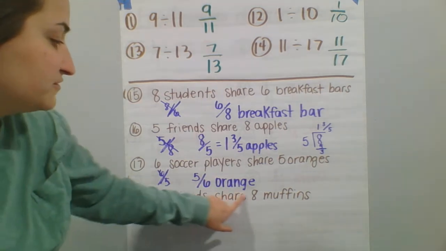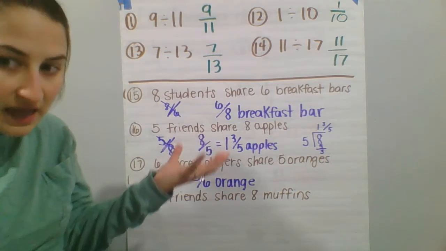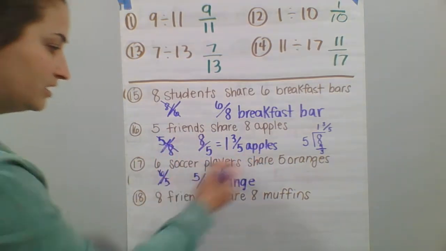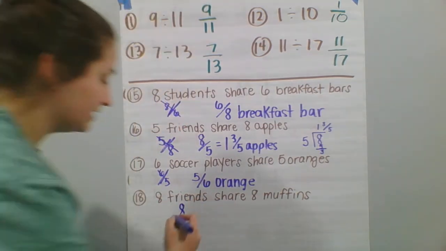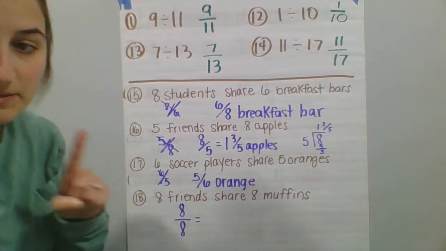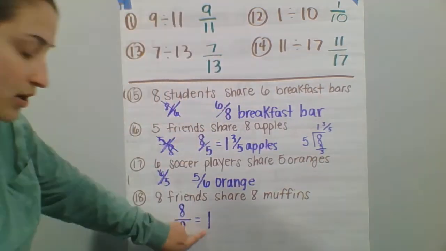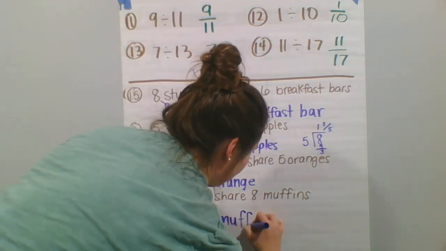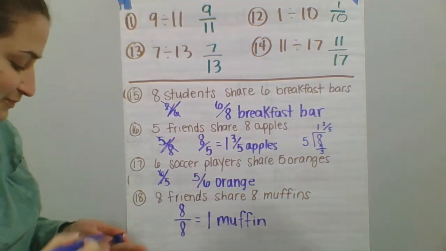Last one, we have 8 friends sharing 8 muffins. And this one you want to think about. We have 8 friends, we have 8 muffins, so as a fraction, we're going to be taking those 8 muffins and sharing them equally among our 8 friends. And we know that 8/8 is the same as 1 whole. So each friend is going to get 1 whole muffin, because if we have 8 muffins and 8 friends, then everybody gets to grab one of their own.